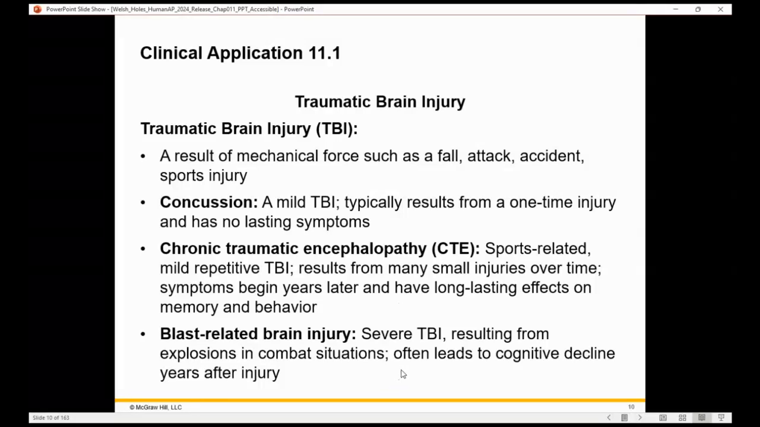And then there's blast-related brain injury. This is a severe TBI, resulting from explosions, say in combat situations, and often leads to cognitive decline years after the injury.